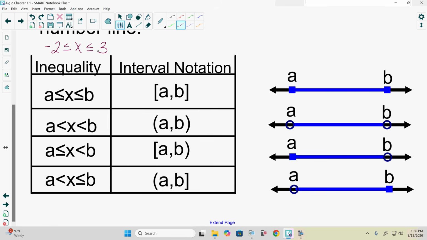And according to this setup, when A is less than or equal to X is less than or equal to B, the interval notation is bracket A comma B. So that means for us, we'd still have the bracket, but it's not going to be A anymore. It's going to be what? -2. And instead of B, we would have 3, so the interval notation would be bracket -2 comma 3 bracket.